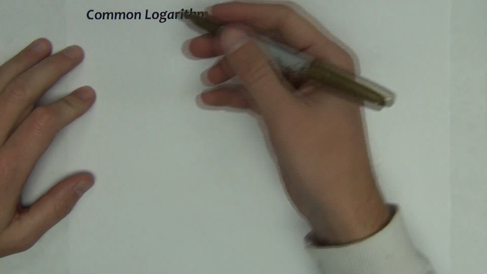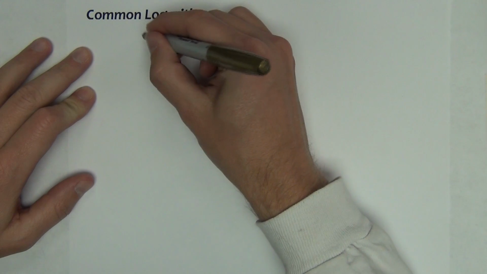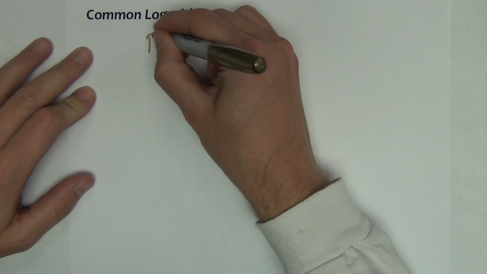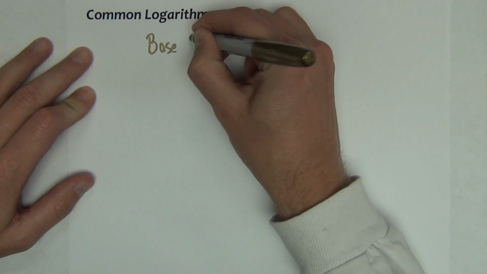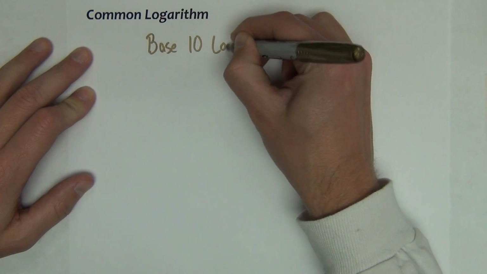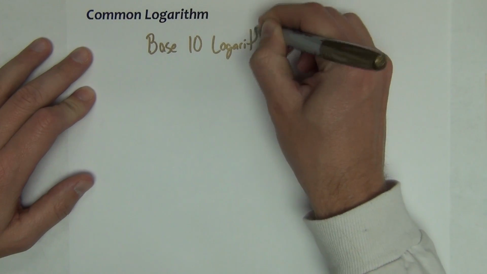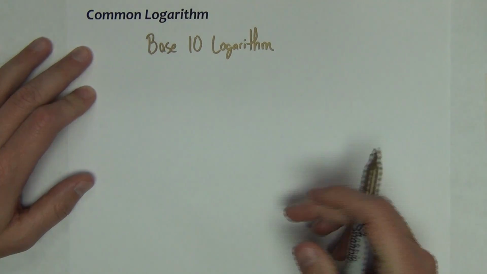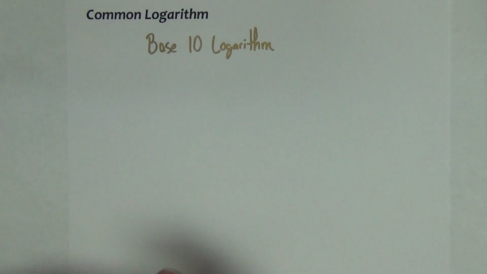Okay, next I want to go over a couple of special logarithms. First one is a common logarithm. Common logarithm is just a base 10 logarithm. Common because we use it a lot, I guess you could say it like that. So a base 10 logarithm would look like this.